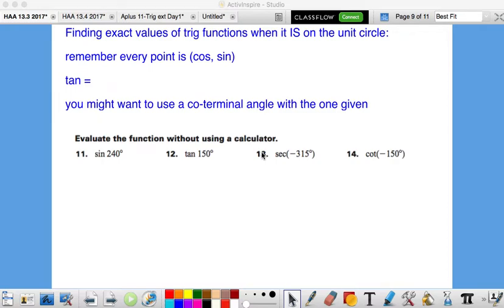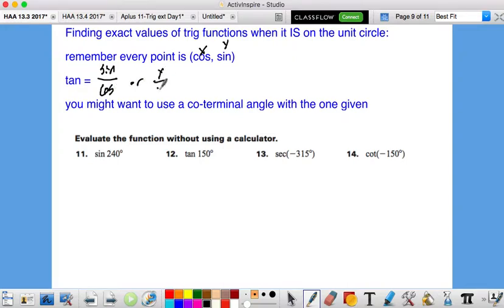So one thing I want to mention, dealing with the unit circle, is you can actually evaluate functions without using a calculator once you have a unit circle for particular angles. So remember, every point on the unit circle for x, y is cosine of whatever angle you have, sine of whatever angle you have. And tangent is just sine over cosine, or y over x, if you want to think of it that way.